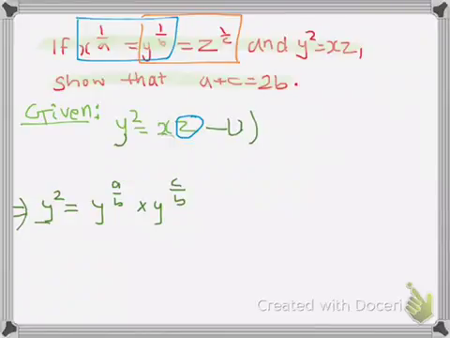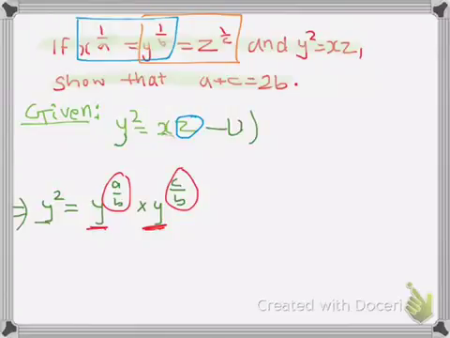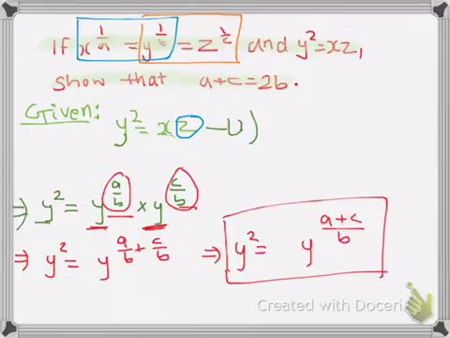power c by b. Since the bases are the same, what we have to do is add the powers from this rule of indices. Here the bases are the same, and since we multiply the common bases having different powers, the powers get added. So here we have to add the powers of both y, and this gives us y squared on the left hand side of the equation and y to the power a plus c divided by b on the right hand side.